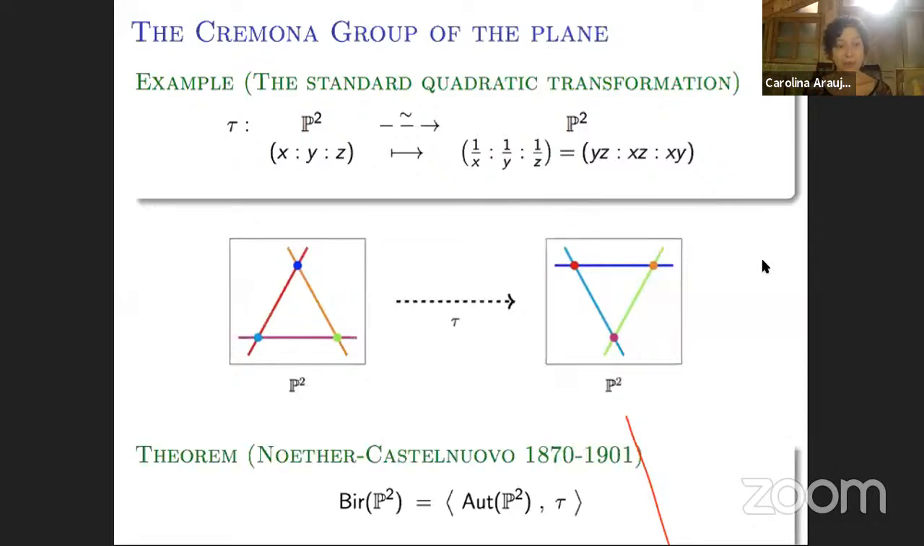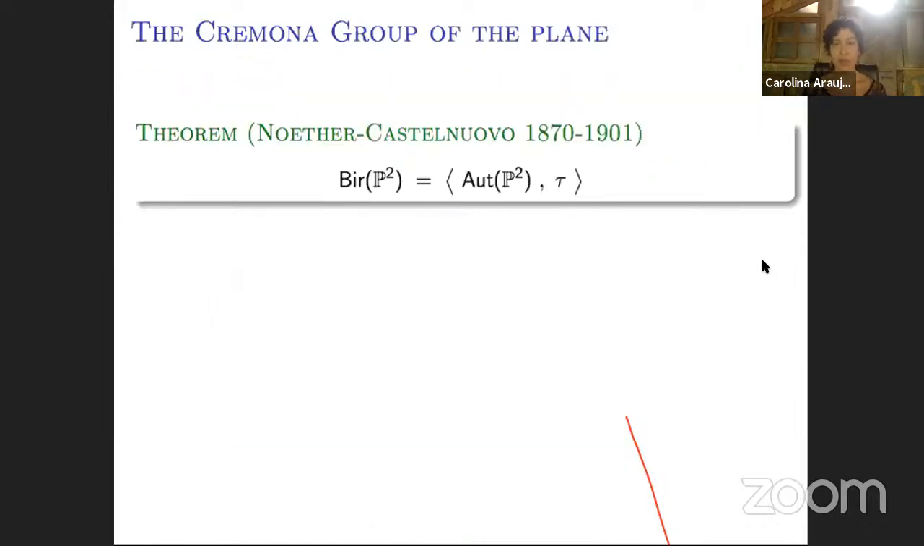Then we have this beautiful classical theorem by Noether-Castelnuovo that says that the Cremona group of the plane is generated by the automorphisms and this one simple quadratic transformation. This is an important classical theorem. You may think that having this theorem, you know everything you want about this group. This is far from being true, even though you have a very simple description in terms of generators. This group is very complicated, and only very recently, we learned some very basic important properties of this group.